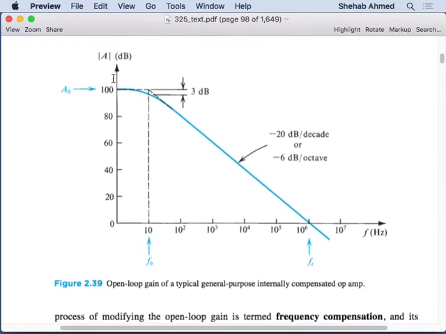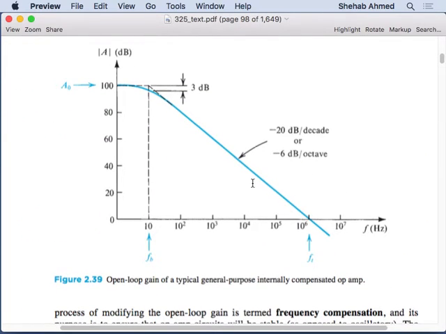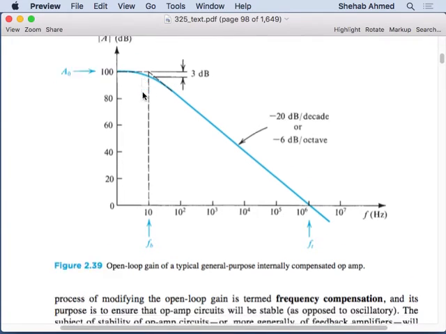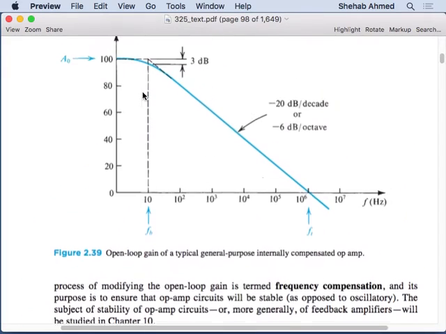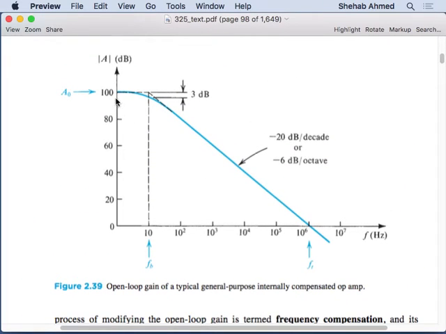But this looks like what? This looks more like an integrator, actually, right? With a small flat section here. Low pass. Okay.